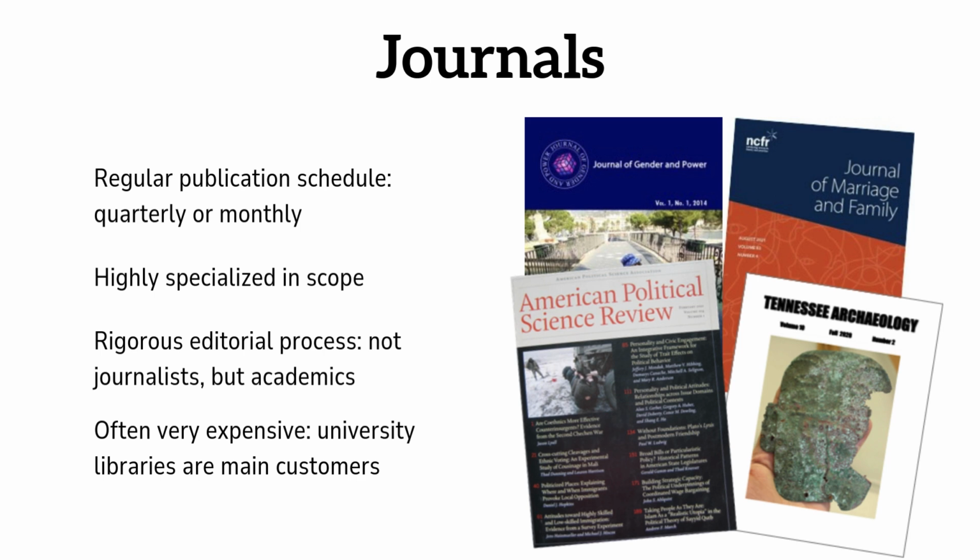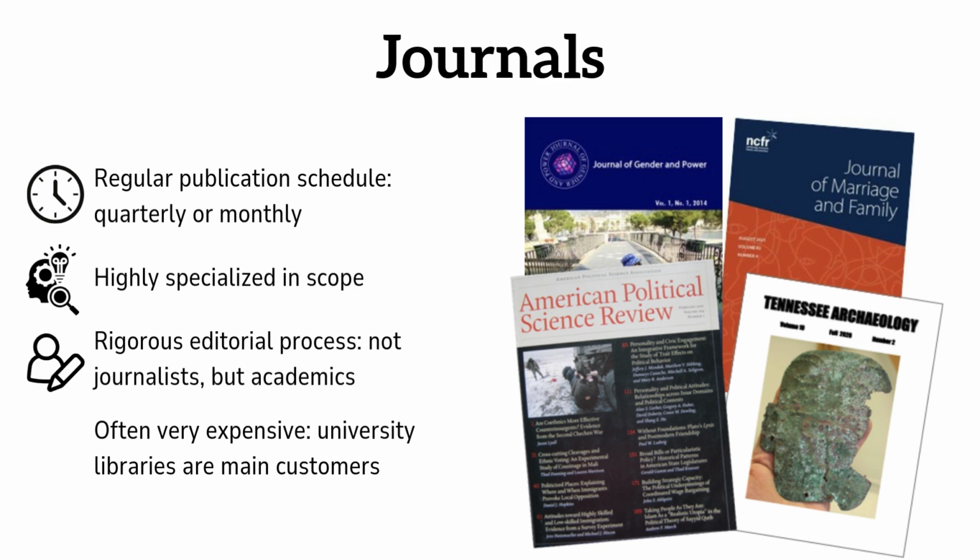Our next term is journal, which is a specialized type of periodical. Like newspapers and magazines, journals follow a regular publication schedule, often quarterly or monthly. But there are a few things that differentiate them from newspapers and magazines. First, they are often highly specialized in their scope. They focus on the research and thinking within a specific academic discipline.